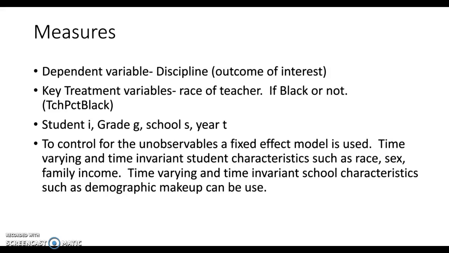Measures. The dependent variable was the discipline. This was the outcome of interest. The key treatment variable was the race of teachers, more specifically whether they were Black or not. Other variables included student, which was identified by I, grade, identified by G, school, identified by S, and year, identified by T.